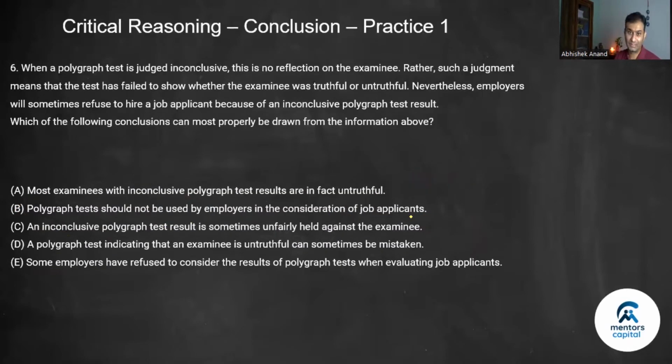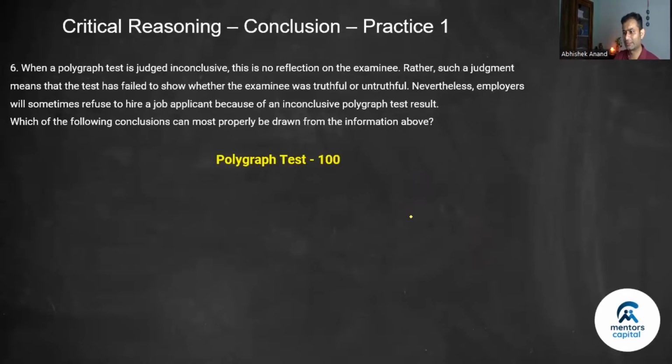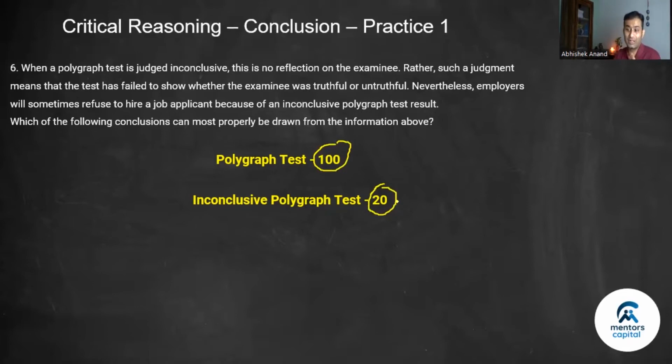Look at number 6. Now this I have discussed in my theory class also, so I won't take much time on this particular question. Here, a polygraph test is given, but my main subject is the inconclusive polygraph test. If you're interviewing someone, you use a polygraph test to figure out whether the person is lying or not. Let's say you took the test for 100 people, or as an example, 20 people. In this case, you are not able to figure out whether the person was lying or was an honest guy. We call such a test an inconclusive polygraph test. So my subject is not the polygraph test, but a subcategory of it, the inconclusive polygraph test.